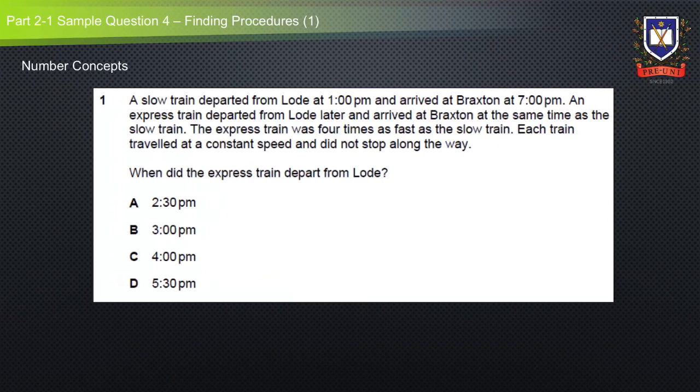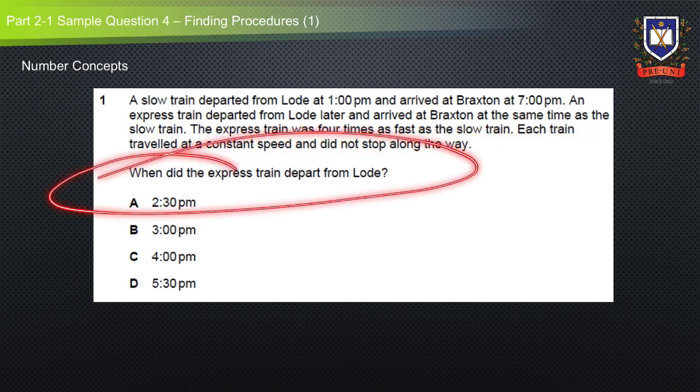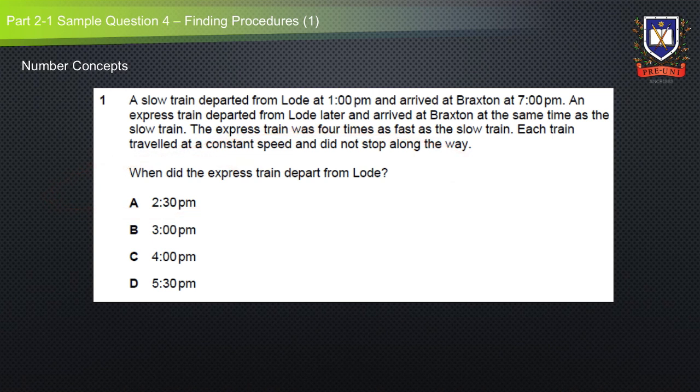Now let's look at this example of a number concepts question from the Opportunity Class Sample Thinking Skills exam. A slow train departed from Lode at 1 p.m. and arrived at Braxton at 7 p.m. An express train departed from Lode later and arrived at Braxton at the same time as the slow train. The express train was 4 times as fast as the slow train. Each train travelled at a constant speed and did not stop along the way. When did the express train depart from Lode?